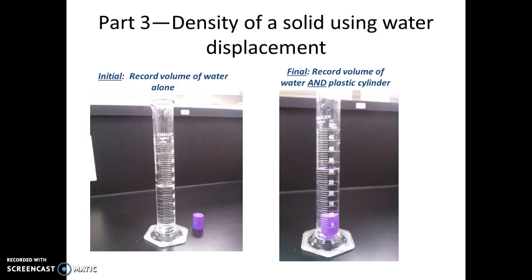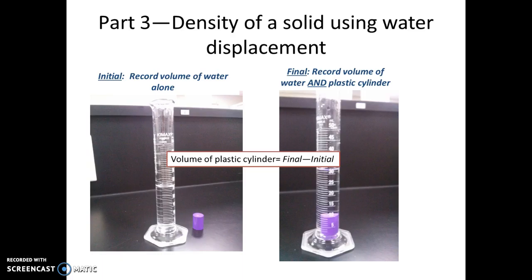For part 3, you're going to be finding the volume of these solids using a method we call water displacement. What you want to do is get a graduated cylinder and fill it about halfway with water and record the volume of the water alone. Then you're going to take your plastic cylinder and put it inside the graduated cylinder and record a final volume, which represents the volume of the water and the plastic cylinder together. To get the volume of the plastic cylinder, you're going to do a calculation. You're going to subtract that final volume minus the initial volume. That difference in volume, how much the water level increased, represents the volume of your plastic cylinder.